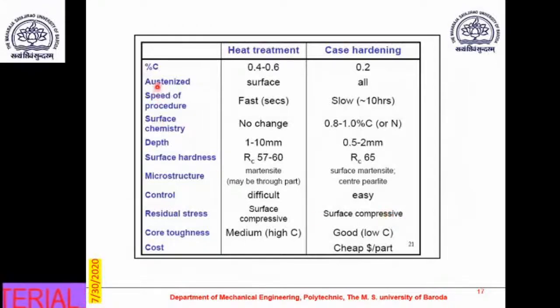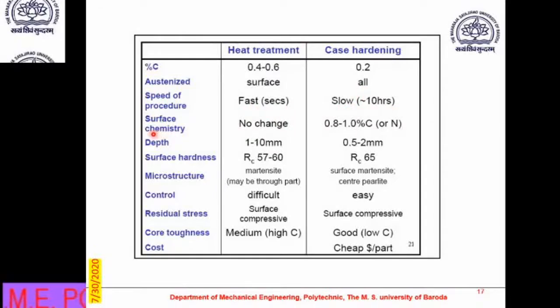Now we'll have a look at the differences between heat treatment and case hardening and what parameters change. For carbon content, 0.4 to 0.6, heat treatment is possible. Case hardening is only for low carbon steel. Here they are austenized only on the surface, whereas in heat treatment they are austenized overall, that is throughout the material. Speed of procedure, that is the time taken: this is done in a few seconds, while case hardening requires 10 hours more or less. That is a slow process.